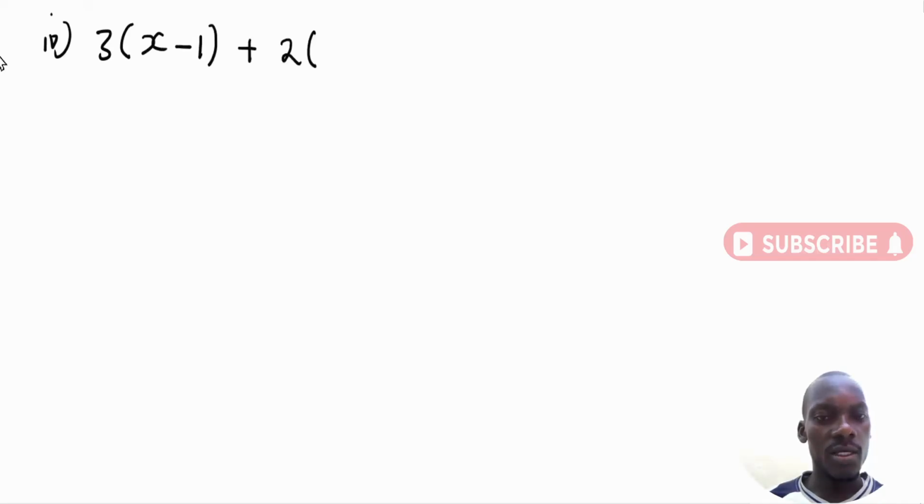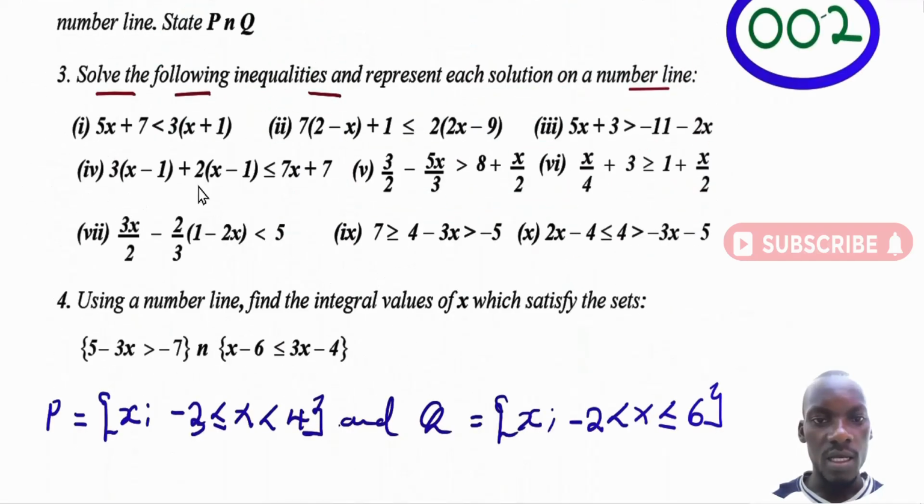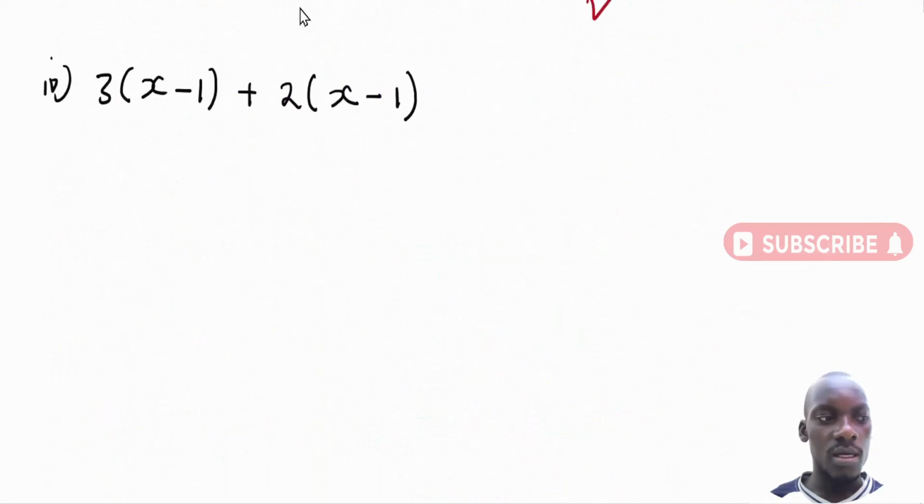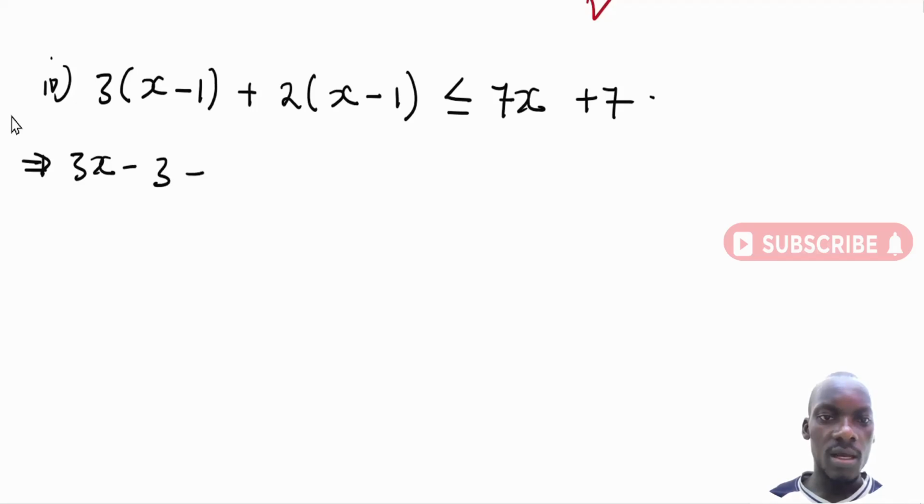We can proceed to Roman numeral 4. Roman numeral 4, we have our question as 3 into x minus 1 plus 2 into x minus 2. Let me cross check. Roman numeral 4 is 3 into x minus 1 plus 2 into x minus 2 in brackets, less than or equal to 7x plus 7. So let us begin by simplifying. We multiply through, so we have 3x minus 3, then plus 2x minus 2 is less than or equal to 7x plus 7.